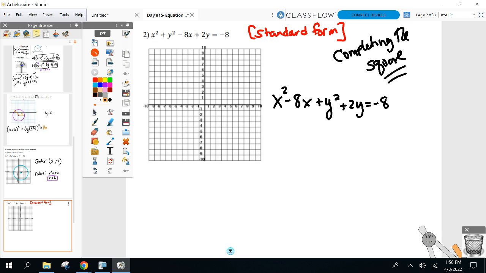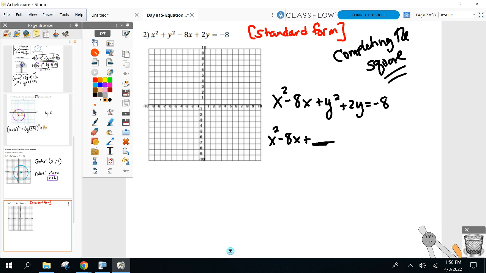Now it's time to complete the square. Not once, we're going to complete the square twice. Once for the x's and once for the y's. Let's see if anything clicks from last year. X squared minus 8x, you are going to add a number to those. How do I calculate that number?